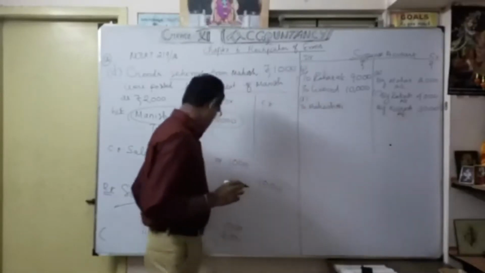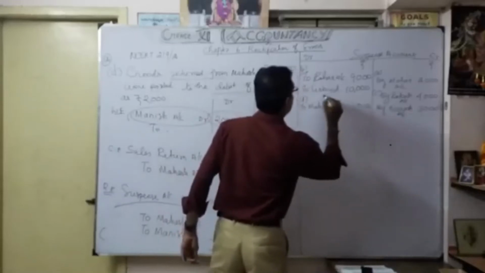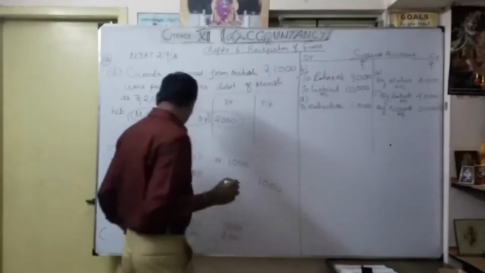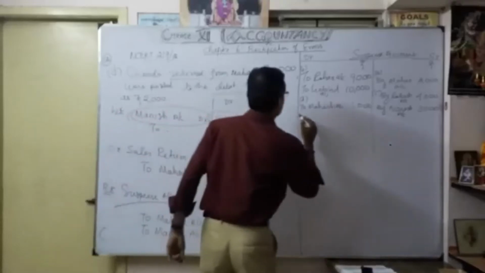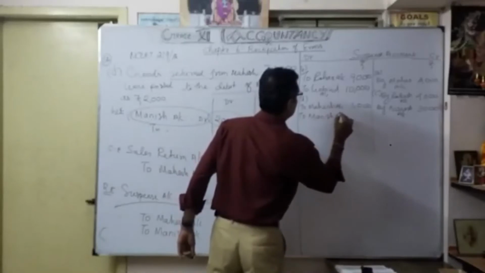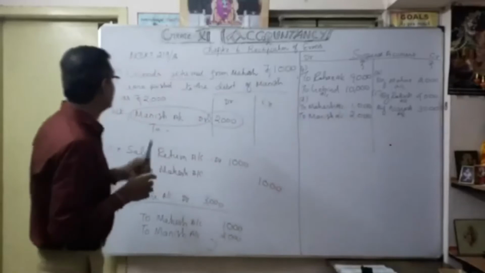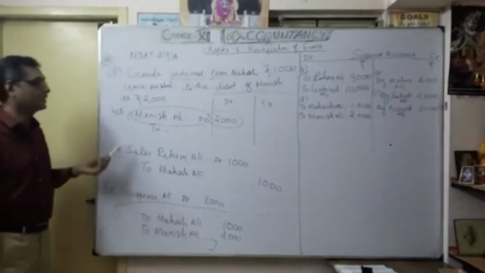To Magesh account 1000. Write properly, 1000. Thereafter, to Manish account 2000. To Manish account 2000. You understood now transaction D, how you are going to rectify. You should be very careful.